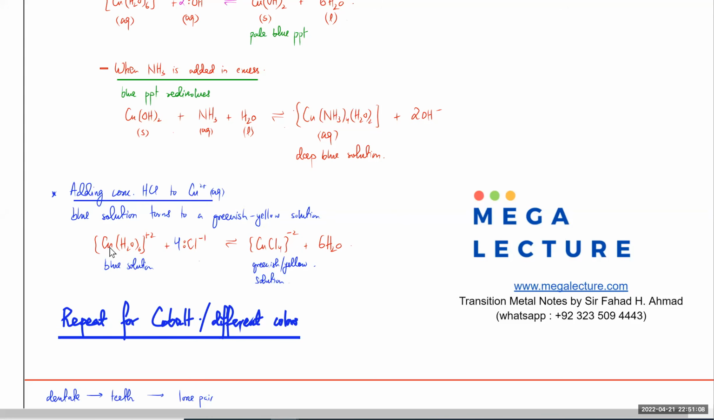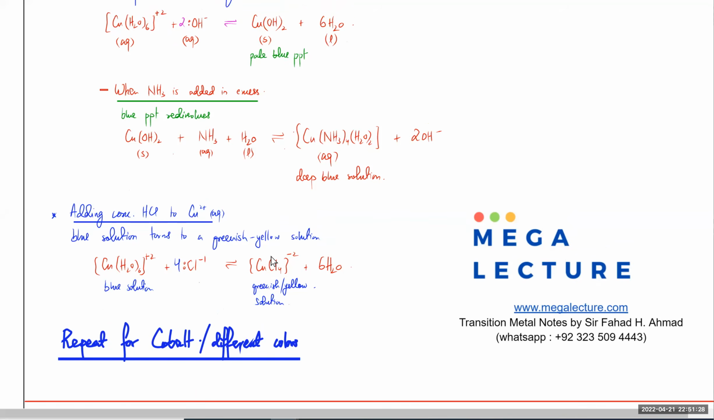For cobalt as well, right? Just replace copper with cobalt. The colors are different. Copper with water is going to be pink, and cobalt with Cl is going to be, sorry, blue, yes. Blue. So it's just going to be exactly the same.